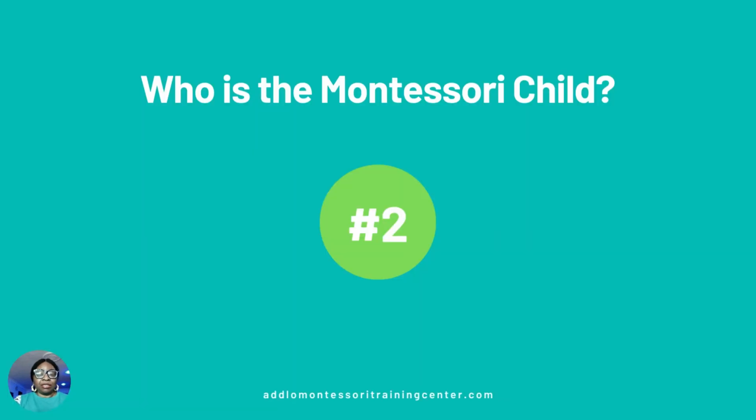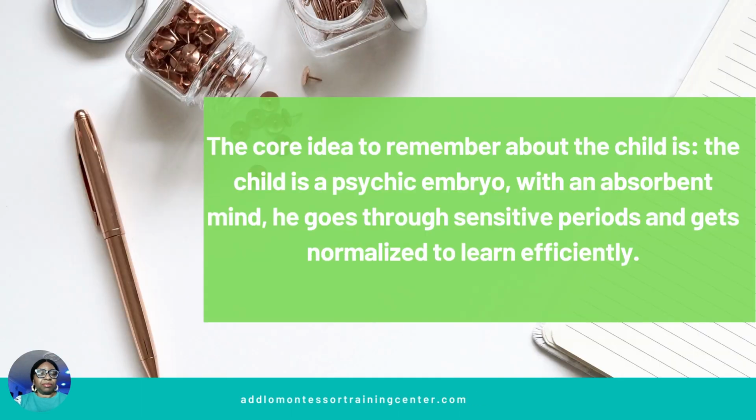So let's take these a step at a time. Who is the Montessori child? That's the first thing we need to consider. Now, the core idea to remember about the child is this. The child is a psychic embryo with an absorbent mind. He goes through sensitive periods and gets normalized to learn efficiently.